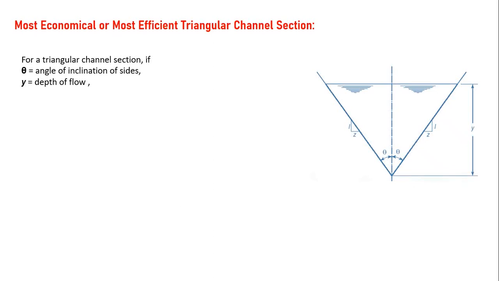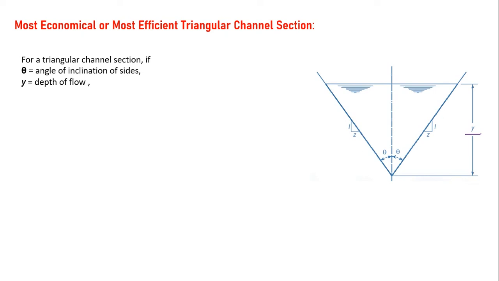In this video, we are going to discuss the most economical, or most efficient, triangular channel section. As you can see in this figure, this is a triangular channel section where y is the depth of the flow and theta is the angle made by each side of this channel section with the vertical. Now let us find out the condition for the construction of an efficient triangular channel section.